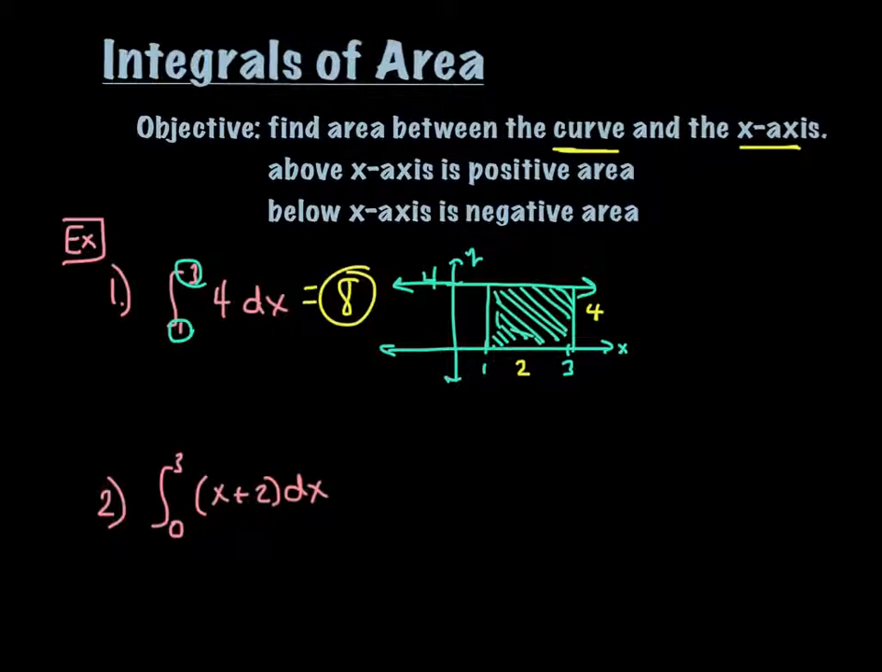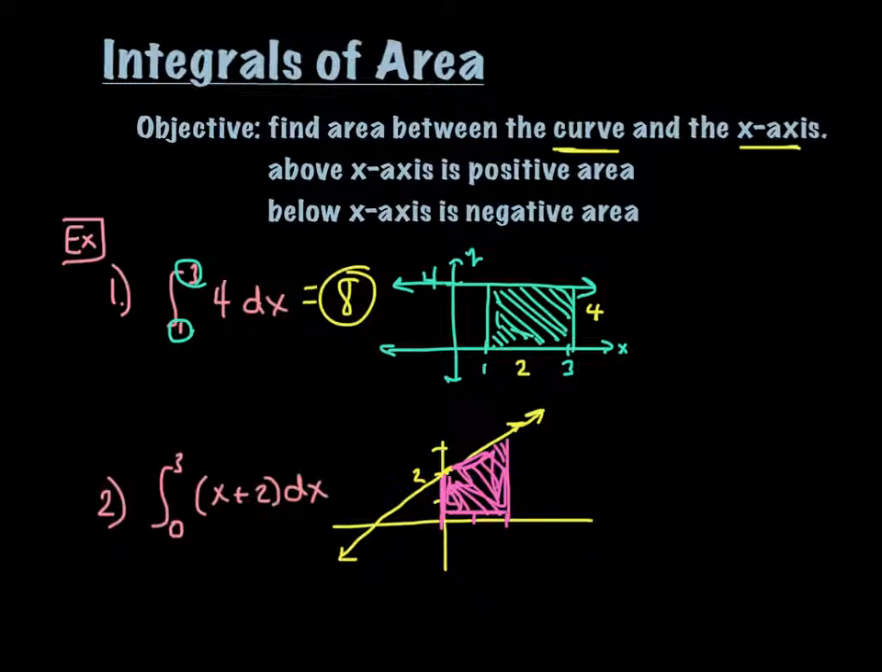All right, let's try another one. So the second one here is the integral from 0 to 3 of x plus 2 dx. So everyone hopefully should know that x plus 2 is a line crossing through the y-axis at 2 with a slope of 1. So we have a line looking like this. And specifically, we are finding the area between 0 and 2. Okay, so that is the region that I'm trying to find.